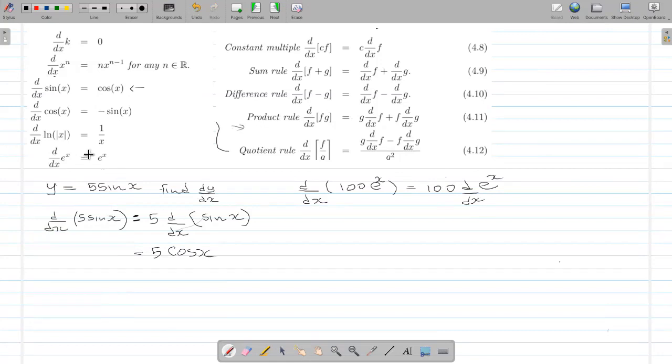Okay, then I can apply this formula, no? Because the derivative of e^x is what? e^x. Okay, so I have 100 here and e^x.